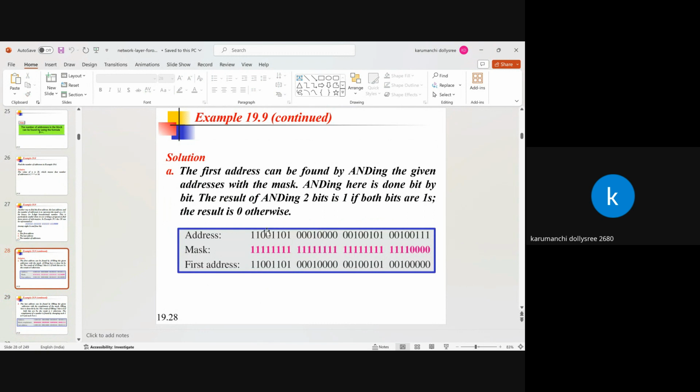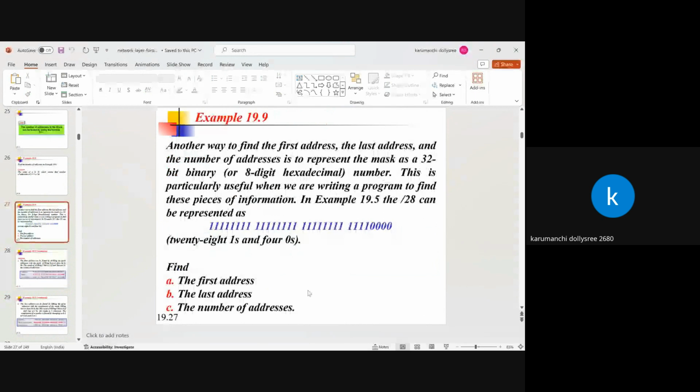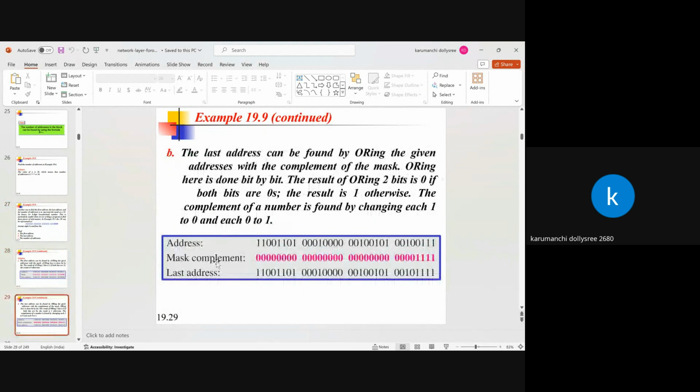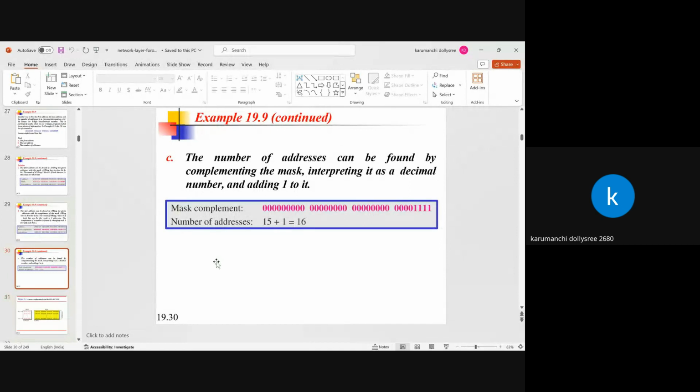The address which they have given, we note it, and the mask we will get by using which kind of class it is, right? See, here they have given the mask, and this is how they represented the mask. So the mask we have to calculate, and we will get the first address. Similarly, for getting the last address, we will do the ORing operation, right? So this we will do in class.